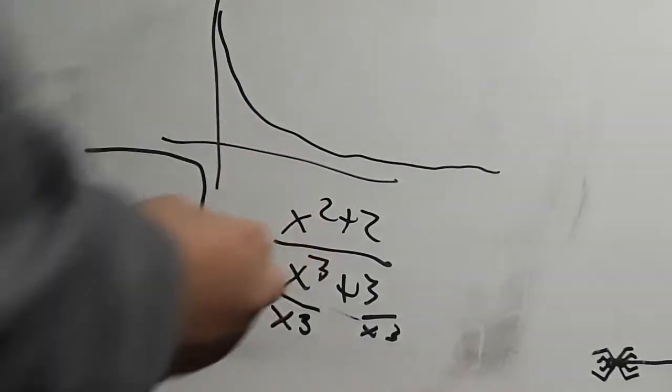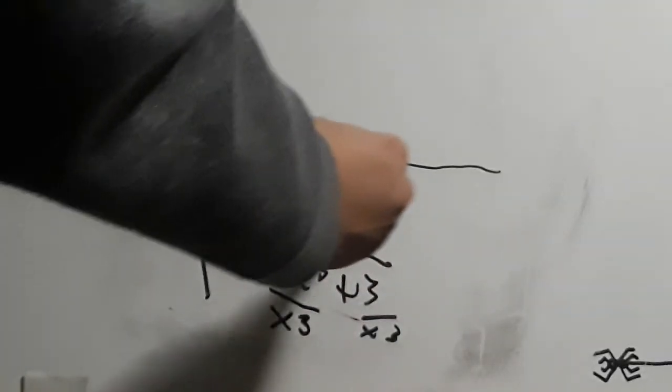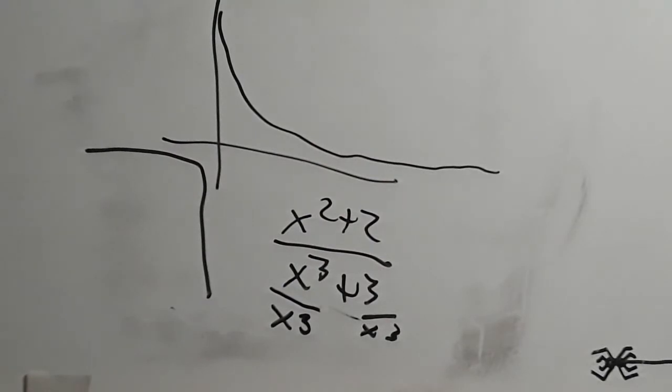And this one turns into 1, this one turns into 0, 0, 0. So the limit equals 0 as it approaches infinity. And you can do this with negative infinity, okay? It's the same process, except it might come out to a different number.